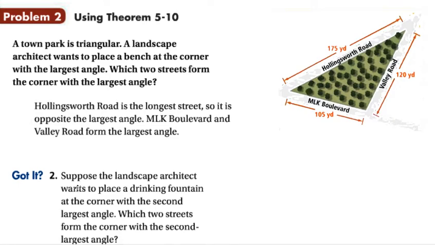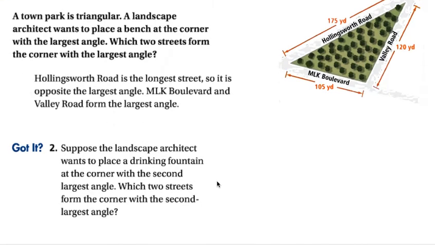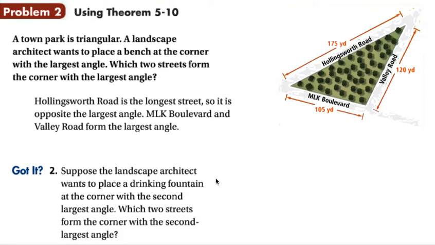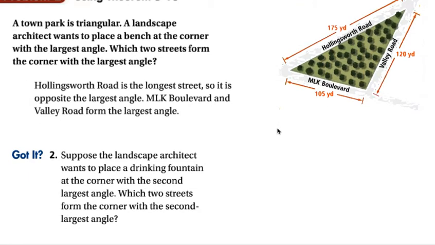So here's one for you to try. Suppose the architect wants to put a drinking fountain at the corner that has the second largest angle. Which two streets form the corner with the second largest angle? Well, we know this one is the largest. What's the second longest road? That would be Valley Road. So the angle that's opposite that side would be this angle right here, and it's the intersection of MLK Boulevard and Hollingsworth Road. So the solution to that one would be MLK Boulevard and Hollingsworth Road.